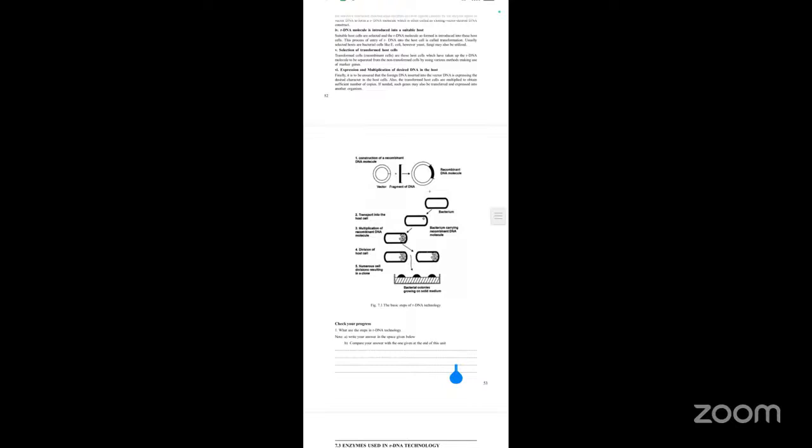Mainly, the physical method is electroporation. It introduces foreign DNA into living cells by exposure to a brief electric pulse. In this technique, a mixture containing cells and DNA is exposed to very high voltage electrical pulses, approximately 4,000 to 8,000 volts per centimeter, for a very brief time, a few milliseconds.